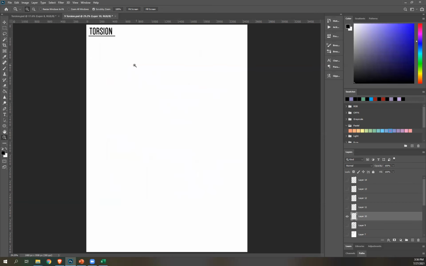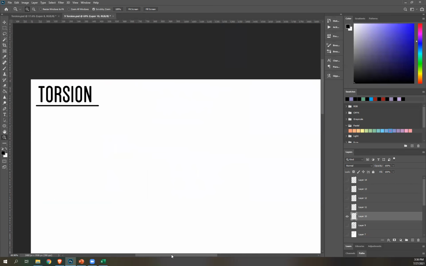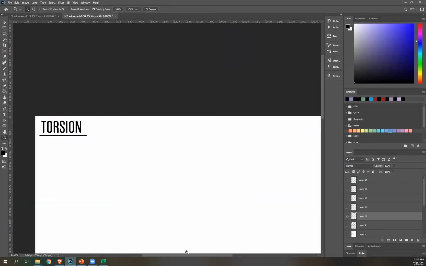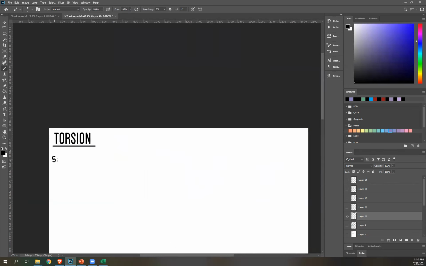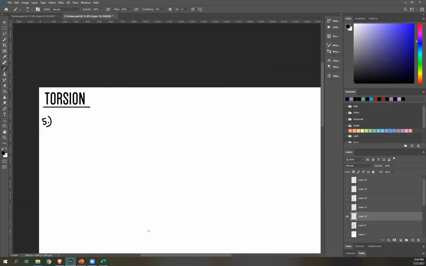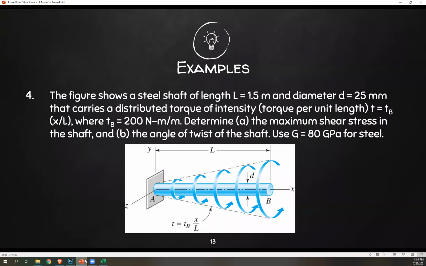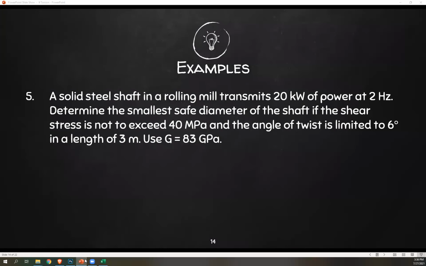Number 5. There's no figure for number 5. A solid steel shaft in a rolling mill transmits 20 kilowatts of power at 2 hertz. Determine the smallest safe diameter of the shaft if the shear stress is not to exceed 40 MPa and the angle of twist is limited to 6 degrees in a length of 3 meters. Use G equals 83 MPa.